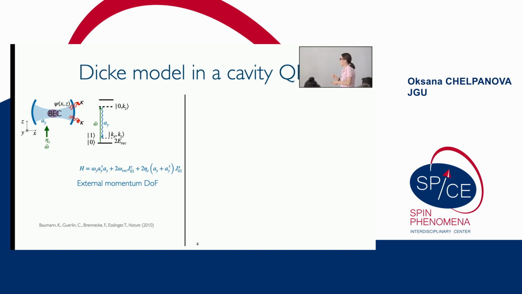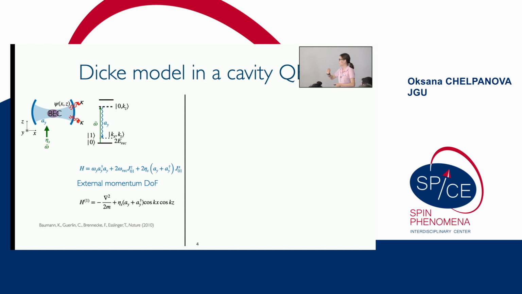And the level splitting in this case is equal to times recoil energy. And again, in this case, momentum external degrees of freedom can be addressed in the experiment. It's very useful to see what this phase transition from the normal state to superradiance looks like in this experiment. To do so, it's useful to go back to the single-body Hamiltonian.